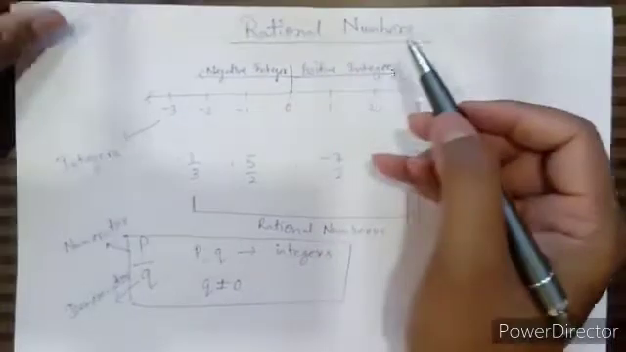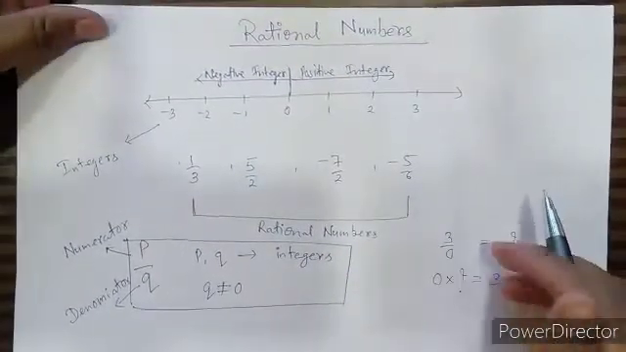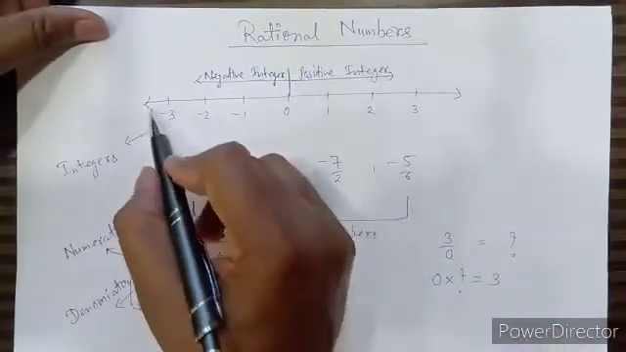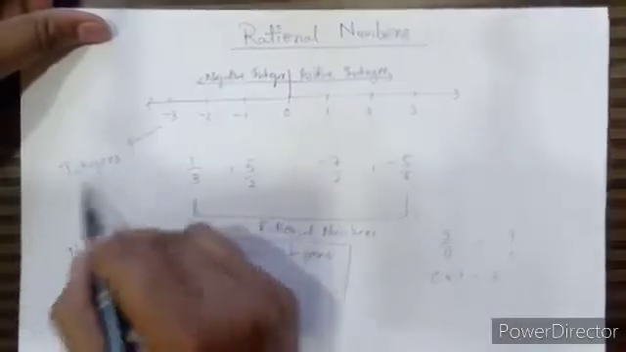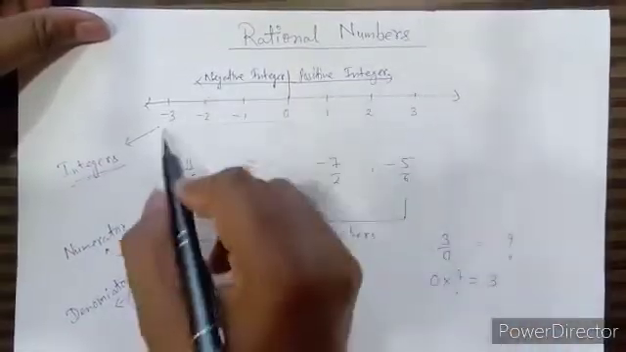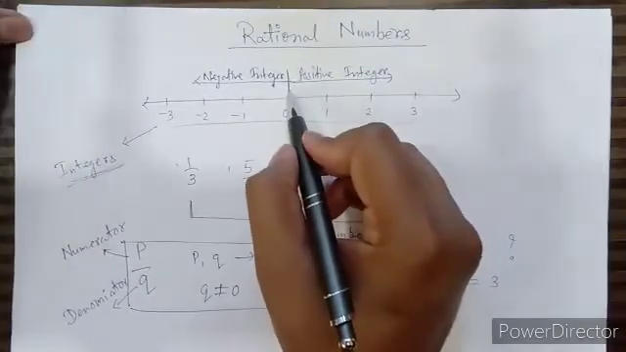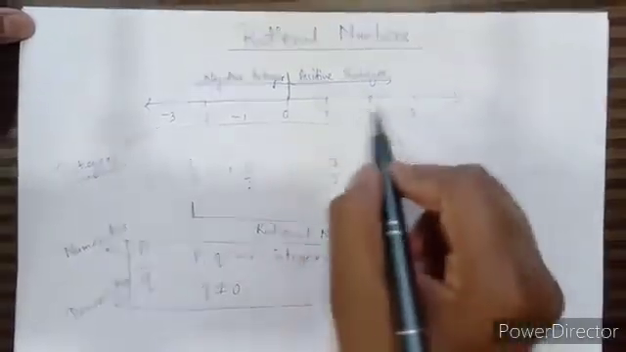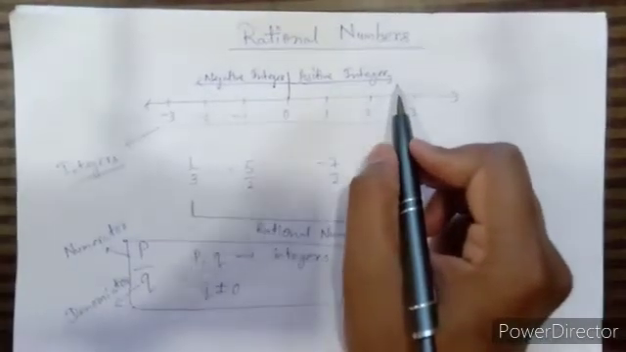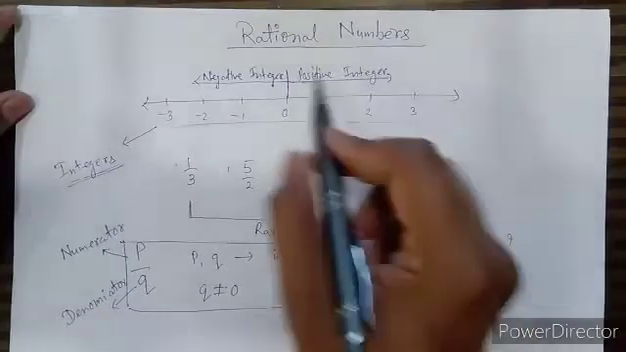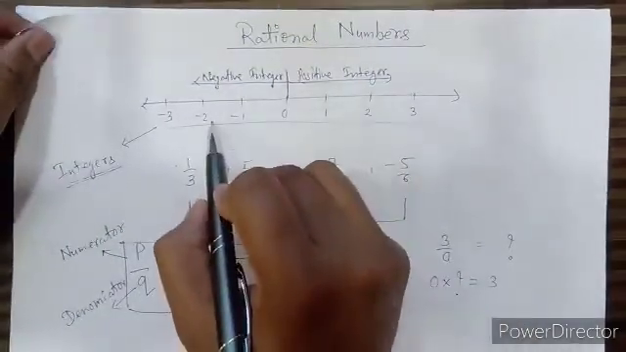According to the number line, we can see that this is the number line, and on the number line all of these numbers are integers. The numbers on the right side of 0 are known as positive integers, and the numbers on the left side of 0 are known as negative integers.